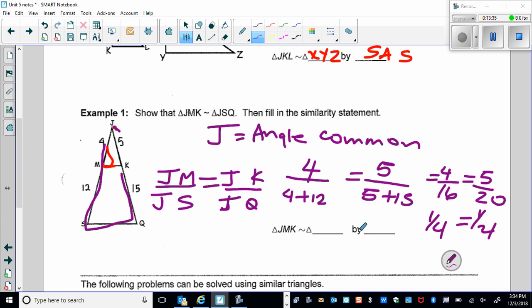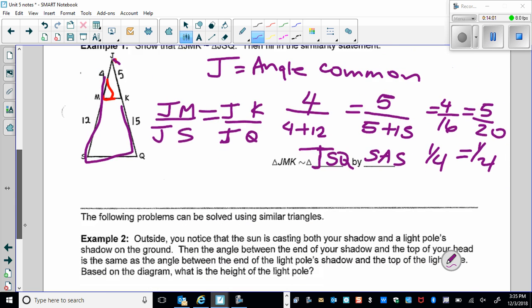So the sides are proportional. So I have the sides, I have the angle. So the two triangles are similar by side angle side. So in this case, JMK is similar to JSQ by side angle side. Okay, so that's what we have to do.